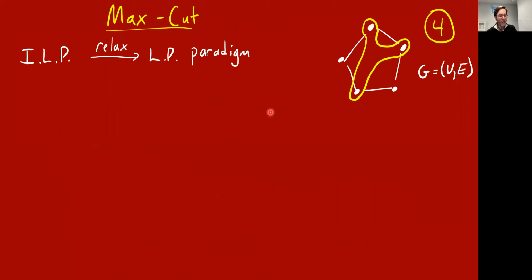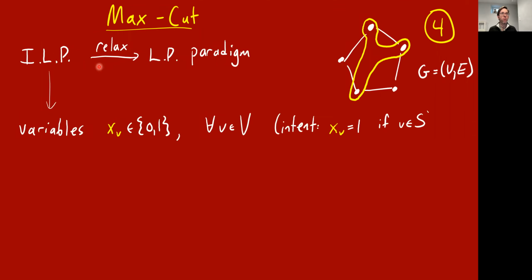Okay, so even though I told you it's going to fail, let's talk about this standard paradigm for max cut of trying to write down an integer linear program that exactly captures it and relaxing it to a linear program. Okay, so in an integer linear program, we usually introduce variables. We're going to introduce variables xv, one for each vertex, which are supposed to be 0 or 1, and the intent is that xv should be 1 if vertex v is going to be in the set S, and 0 otherwise. So xv in the integer linear program is supposed to be the indicator for the set S.